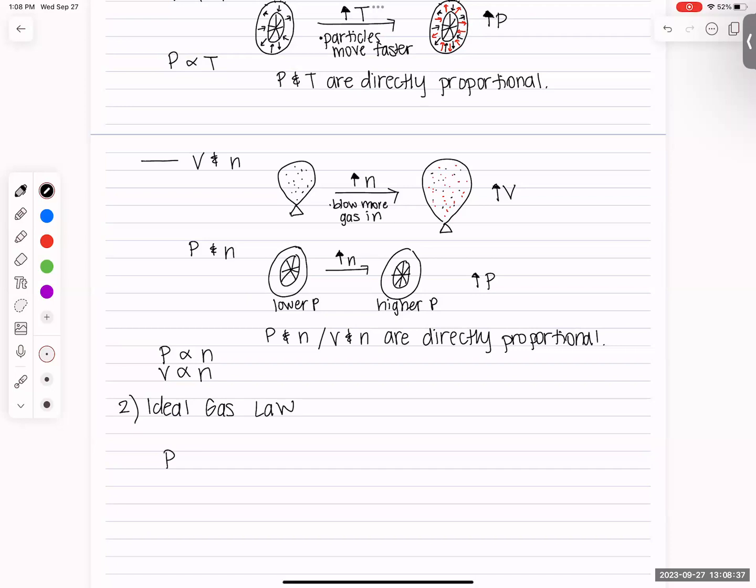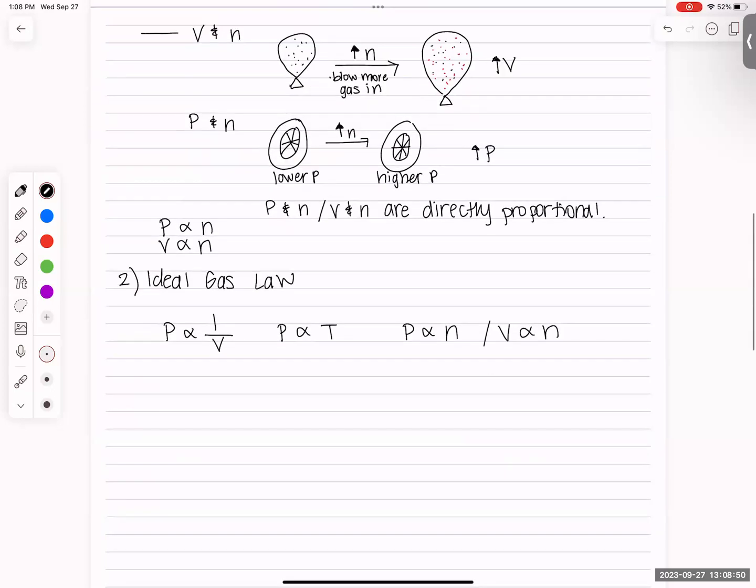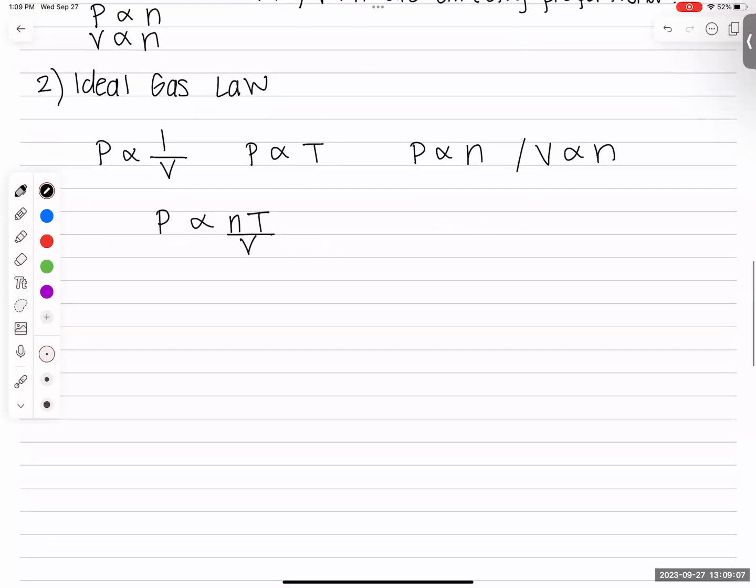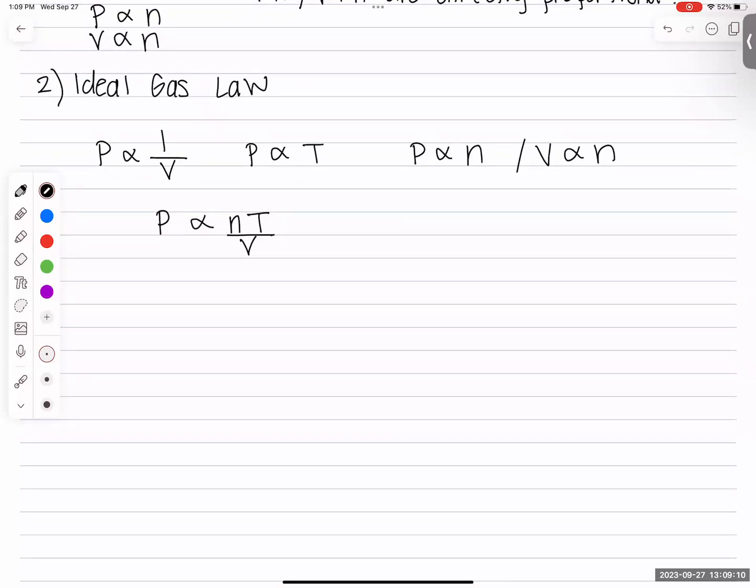First, we have pressure is directly proportional to the opposite of volume, or 1 over V. Then we have pressure is directly proportional to temperature. Then we have pressure is directly proportional to N. And then we also have volume directly proportional to N. Now, if I were to put all these together, I would get pressure is directly proportional to N and T, but inverse to volume. I hope that makes sense what I just did. I'm just combining things. It's directly across from T, directly across from N, but one directly across from 1 over V. So we have to put V on the bottom of the other side.